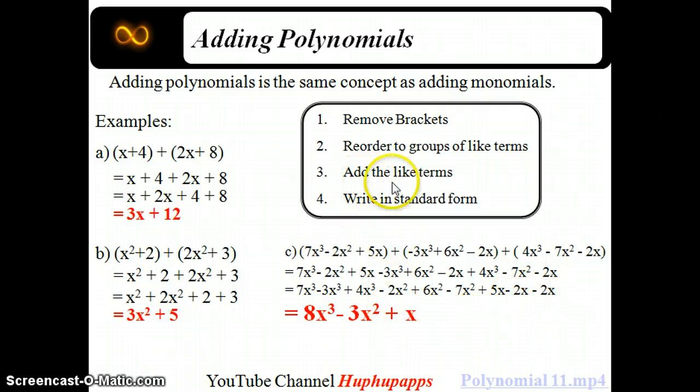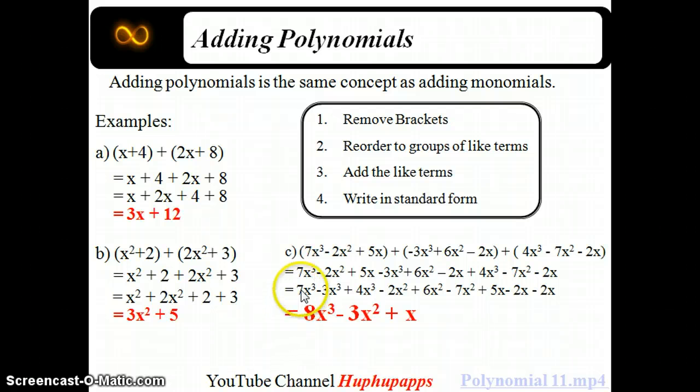So now we add the like terms. Like terms are x cubed, the same as x cubed. X cubes are not the same as x squares. They are not the same. They are different. Make sure you do not add these two together. You only add x cubes with x cubes, x squares with x squares, and x's with x's.